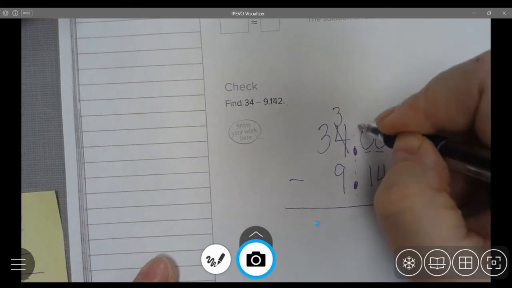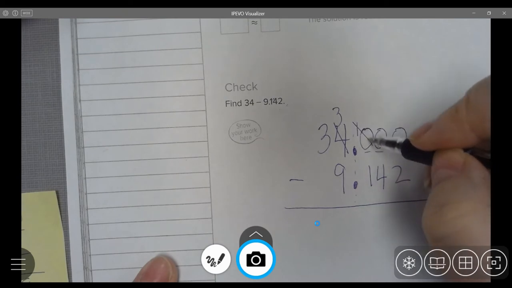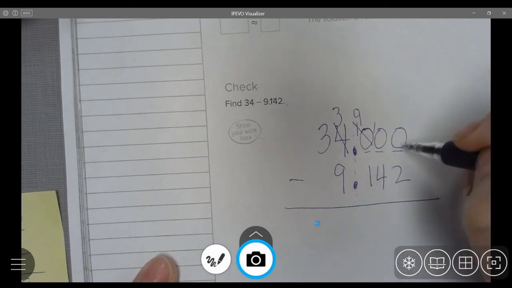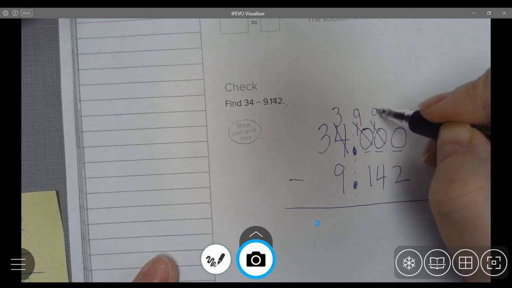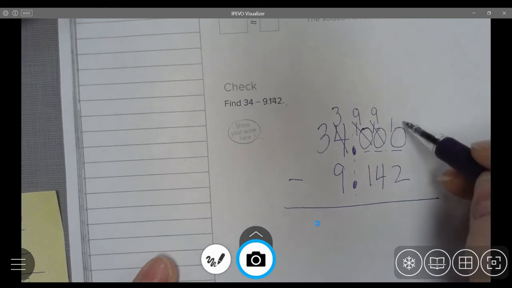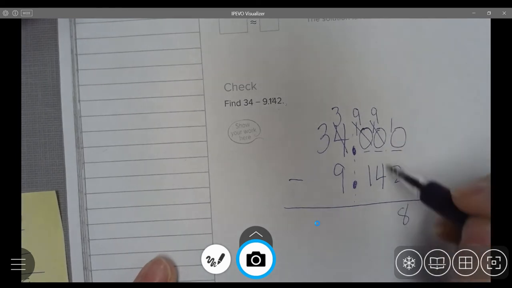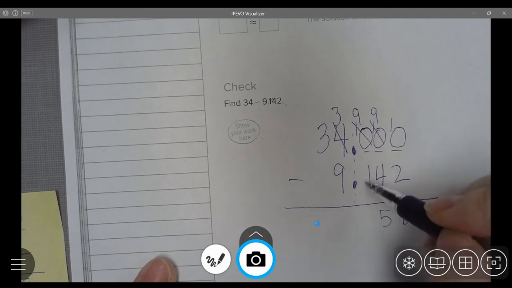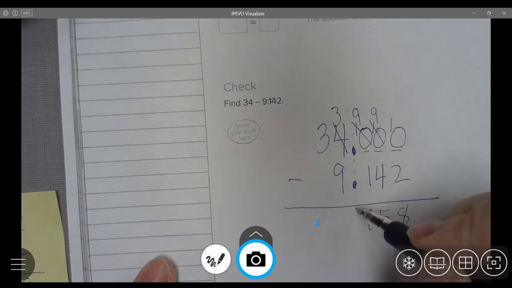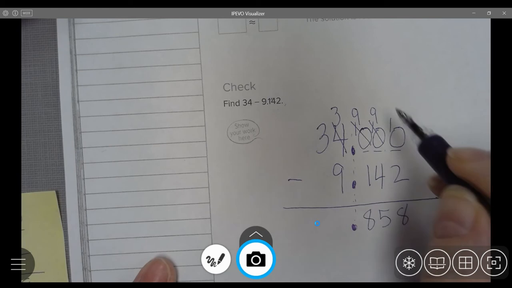But make this a 3, borrow over, it's a 10, I can make it a 9, borrow over, I'm going to make this a 9 and a 10. So 10 minus 2 is 8, we have a 5, and this is an 8. We have to align the decimals.